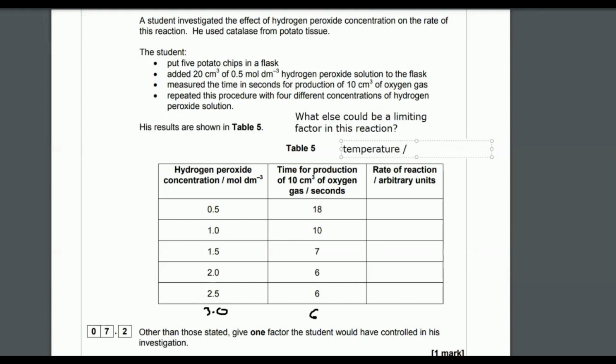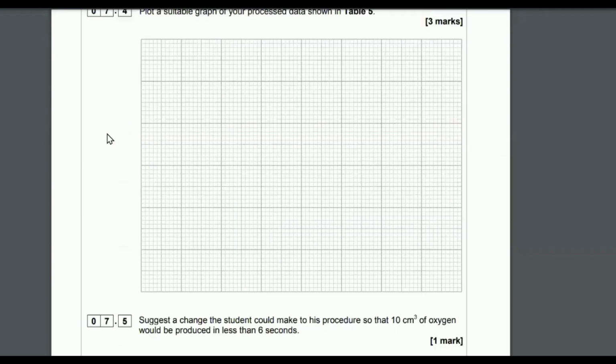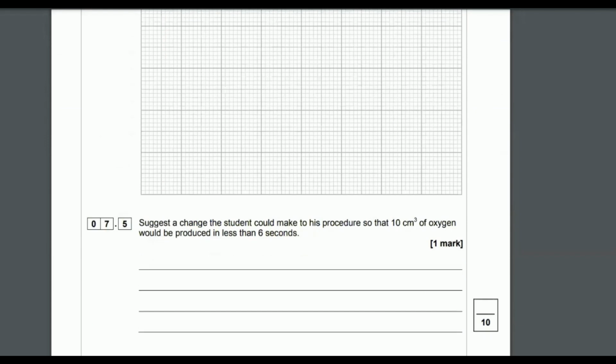So what else could be a limiting factor in a chemical reaction? Well, obviously temperature. Don't forget this involves enzymes though. Surface area. What else affects the rate of reaction? All sorts of things, but that's good enough. pH, because it's an enzyme controlled reaction, that's going to affect the rate if you're closer to the optimum pH.